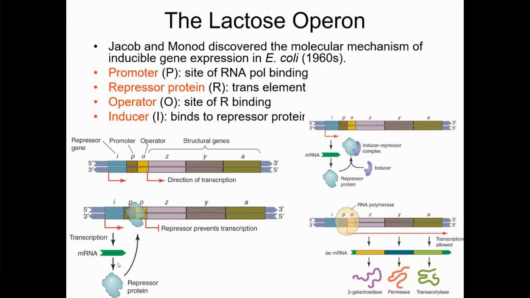So if the repressor is expressed and binds to the operator, this blocks the RNA polymerase from binding to the promoter, and this switches off the transcription. However, if you have the inducer, which can bind to the repressor, then the repressor will not be able to bind to the operator. The RNA polymerase will then be able to recognize the promoter and activate the transcription. So this is the lactose operon.